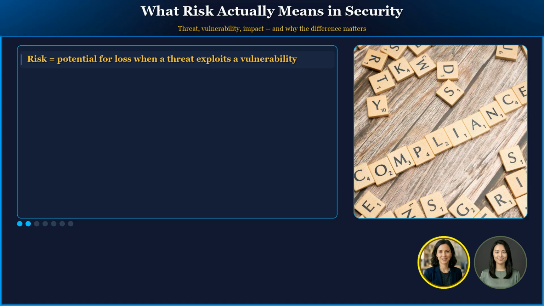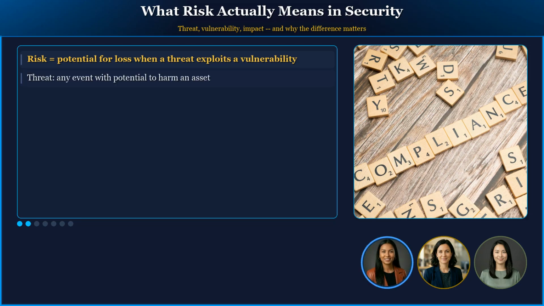Before you can analyze risk, you need to speak the vocabulary precisely. The exam tests definitions, and the definitions are more specific than most candidates assume. A threat is any circumstance or event with the potential to cause harm to an asset. NIST SP 800-30 draws a distinction between threat source and threat event. The threat source is what initiates the harm, a nation-state actor, a disgruntled employee, a natural disaster. The threat event is the specific action, like a phishing campaign or a data center fire.